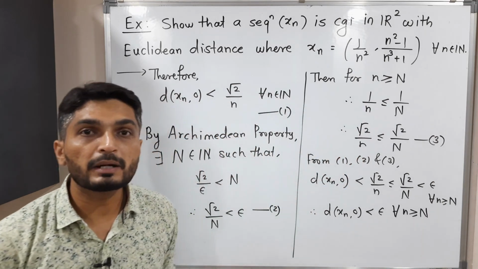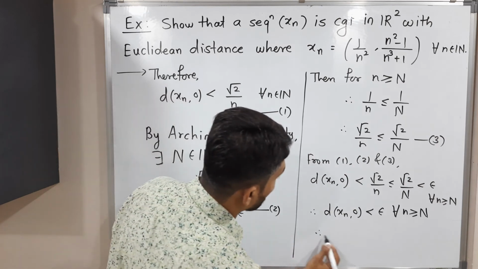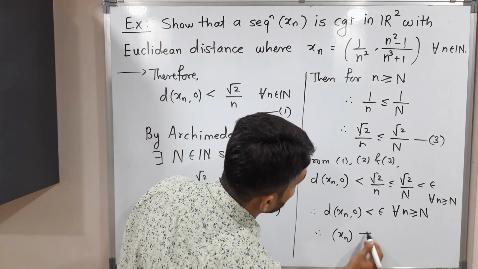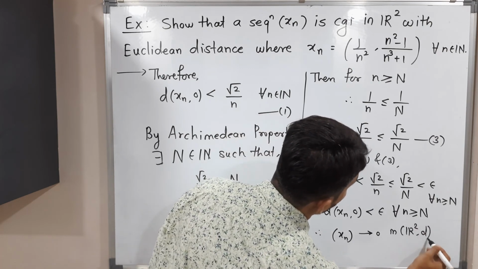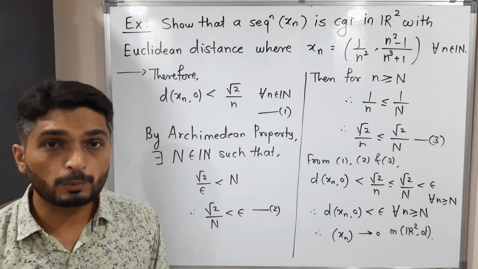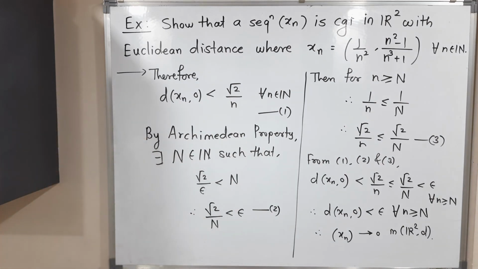See, this is nothing but the definition of a convergent sequence we have got. So therefore we can say xn converges to 0 in R2 with d, where d is the Euclidean distance. So in this way we proved the given sequence is a convergent sequence in R2 with the Euclidean distance.